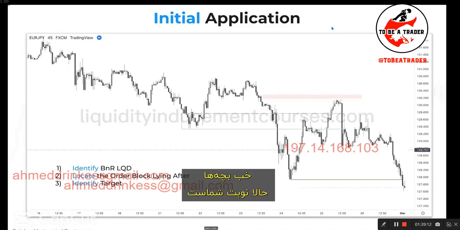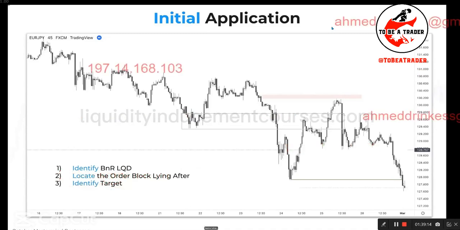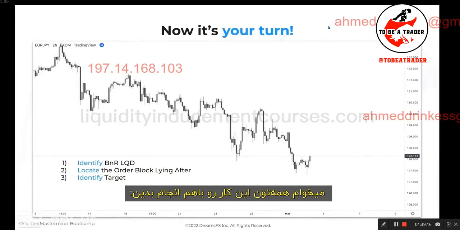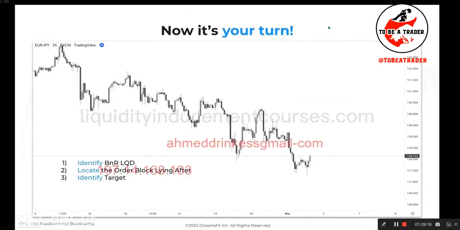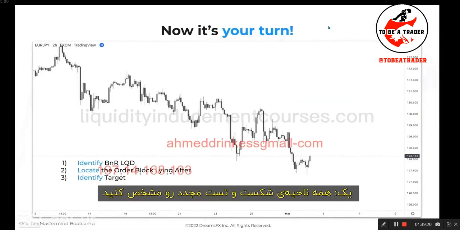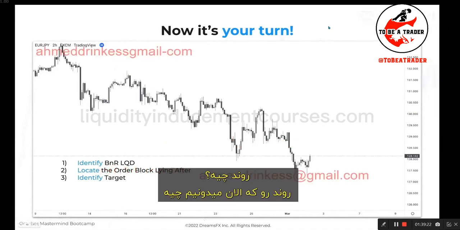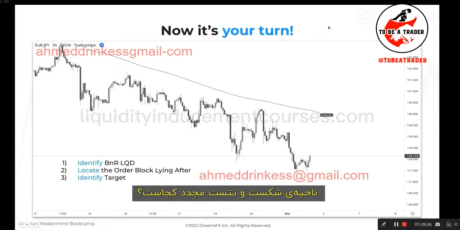All right, guys, now it's your turn. I want you guys to all do this together. One, everyone identify the break and retest. Where's the trend? We know the trend is evident at this moment. Where's the break and retest?